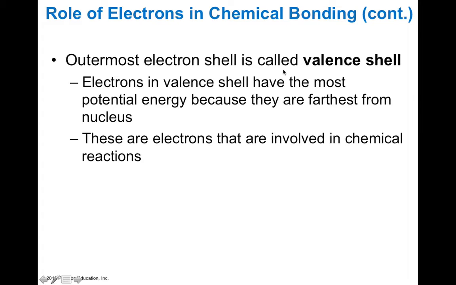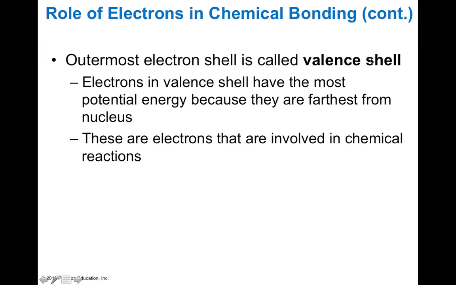Now, the outermost electron shell is what we call the valence shell. And I'm not saying that all atoms have a 7th electron valence shell, because some atoms only have 1 electron shell, and that would be their valence shell. Or other atoms have 2 electron shells, and the outermost of those 2 would be the valence shell. Now, these electrons in the valence shell have the most potential energy because they're farthest from the nucleus. These electrons that are involved in chemical reactions are the ones that are located in the valence shell.